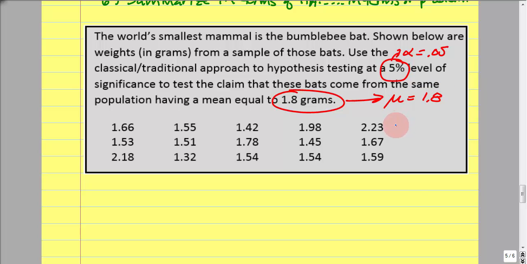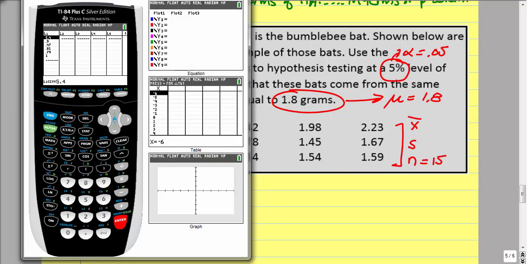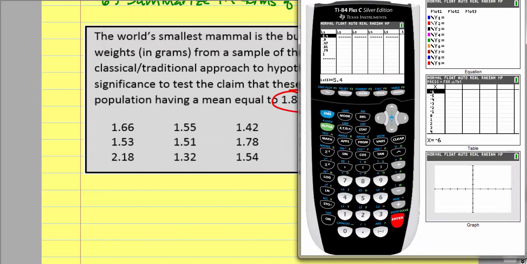Now, from all of this, I can figure out x bar, S, and my sample size. Pretty easily, 3, 6, 9, 12, 15, I can see my sample size is 15, but the rest I'll want to use my calculator for. So let's go ahead and open up our calculators. We're going to go to Stat, Edit. Now if you have some old data in here, remember you just go up and hit Clear and Enter, and you'll clear out that list.